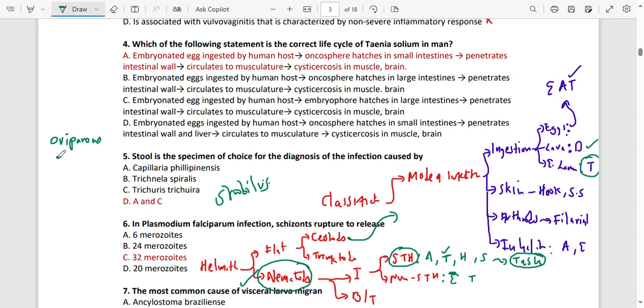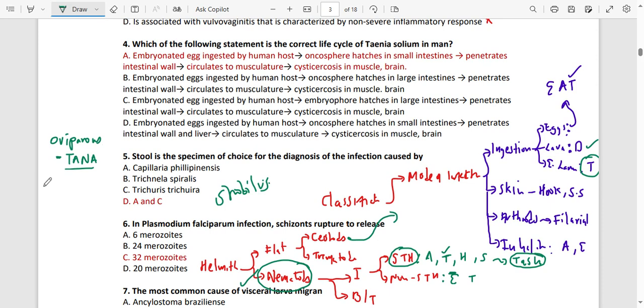So for the unsegmented eggs, I've just used a simple mnemonic so that you know all the oviparous ones: TANA. So you have got the T being Trichuris trichiura. The A is Ancylostoma duodenale, and then the N is Necator americanus, and then the A is Ascaris. So all these guys here are oviparous, they lay eggs. But Ascaris and Trichuris, these two, have got unsegmented eggs.